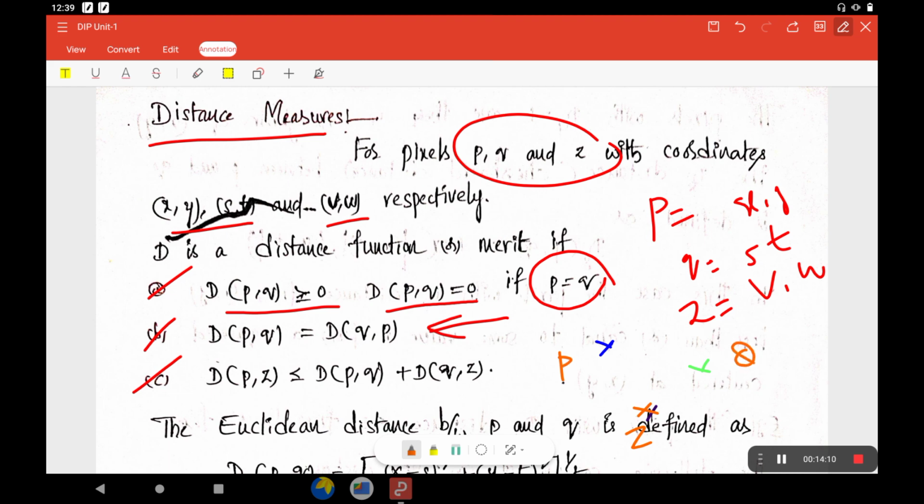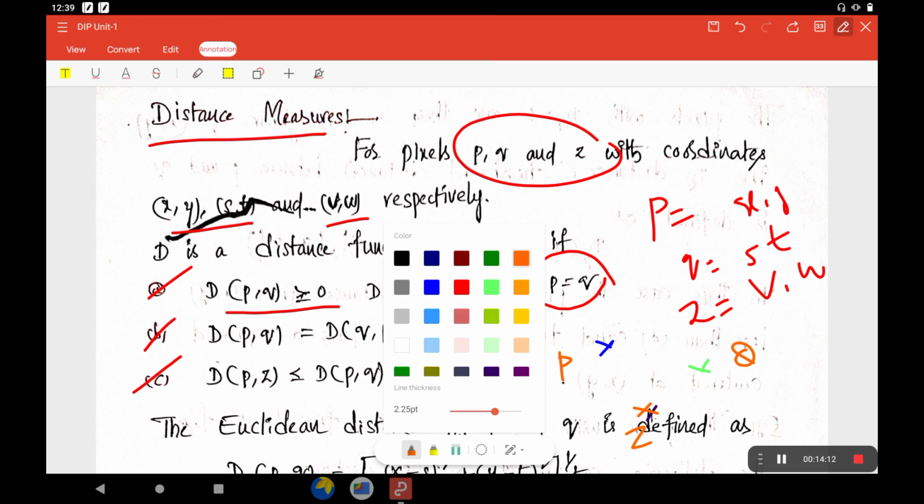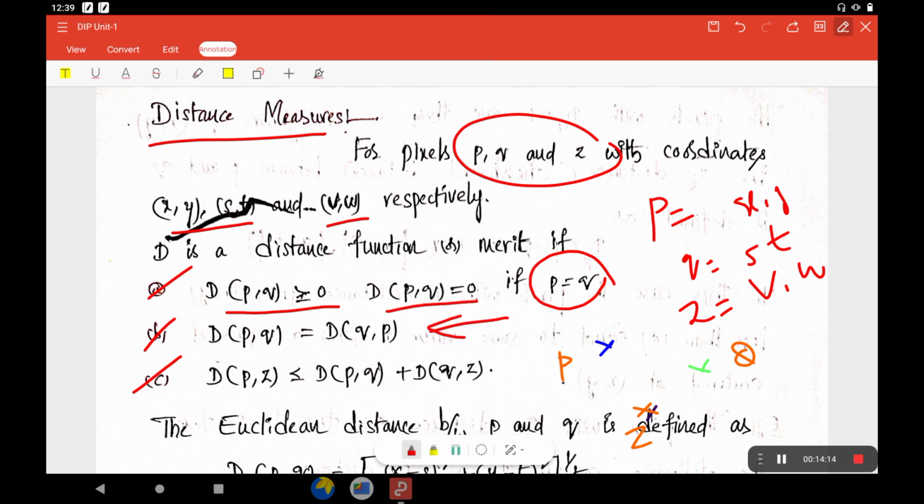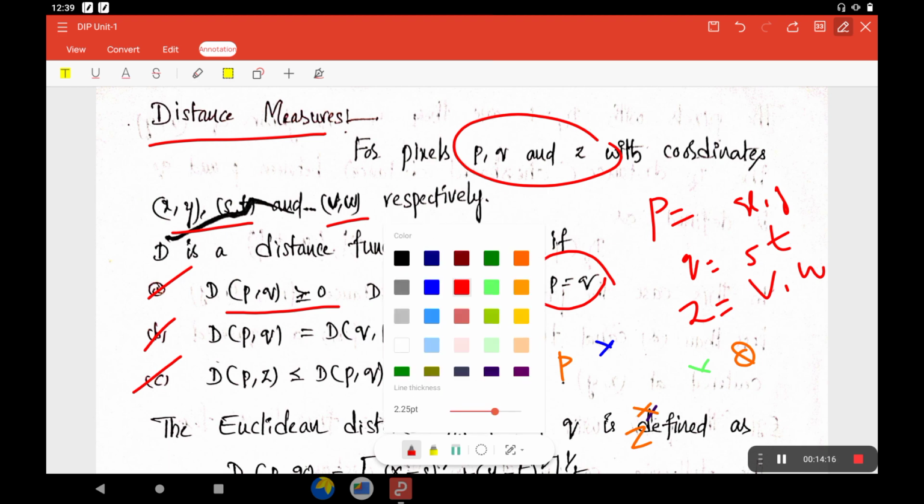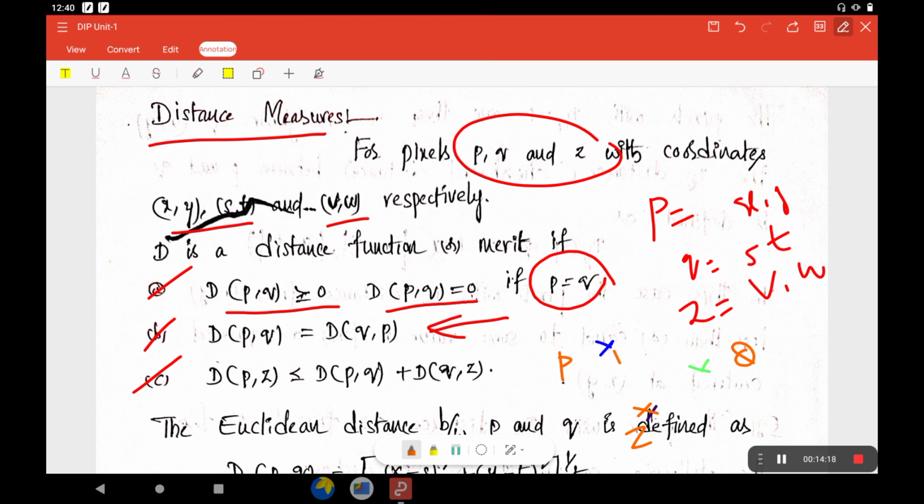So what I am saying here is the distance between X and Z is obviously less than the distance from P to Q plus Q to Z. That means the distance from Z to X, compared with going from P to Q and then from Q again to Z, is also very small. So that is the basic thing here.